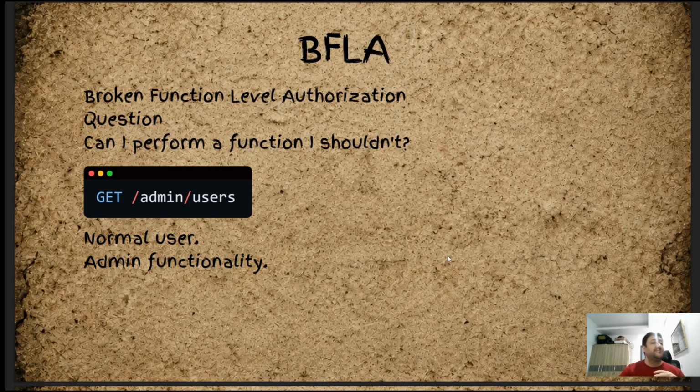BFLA. So this is for broken function level authorization. So can I perform a function that I shouldn't? This is the fun part: can I delete a user? Can I add a user? Can I remove something? Can I take something away? So we have our example here, get admin user. This one is maybe being able to view all the users in the web application. This is normal user functionality. So we're not actually logged in as an admin, but we're using our own auth token, our own login. If we can use this GET request and it works, then we have admin functionality, which is super dangerous. So, be mindful of that.